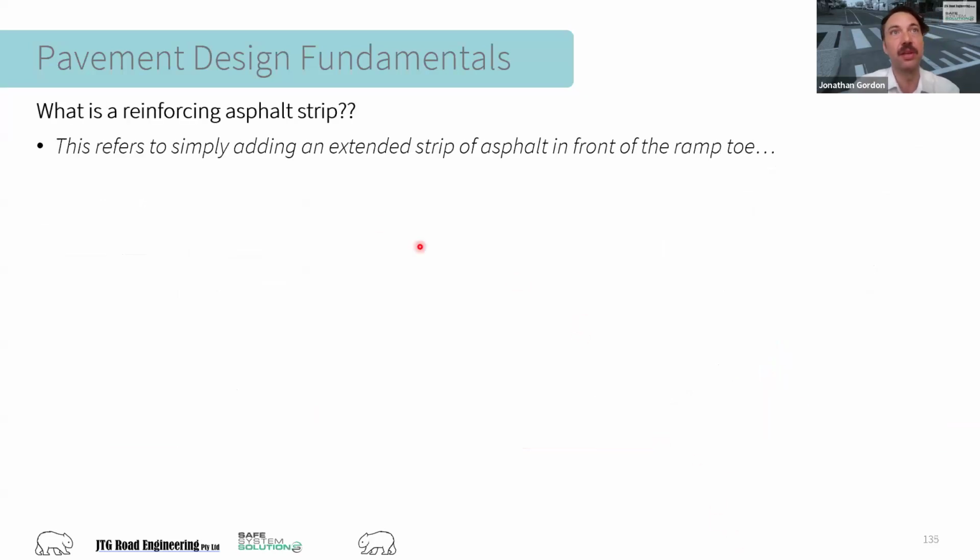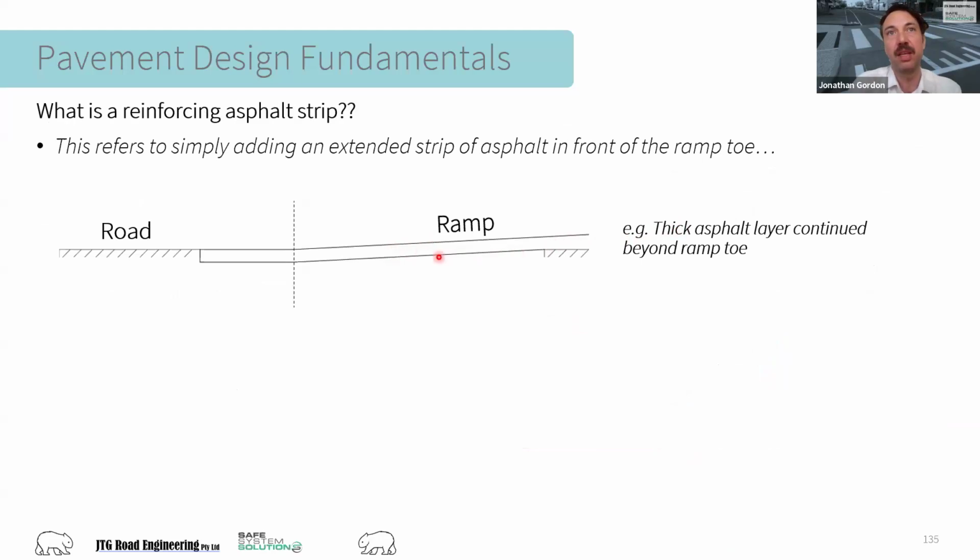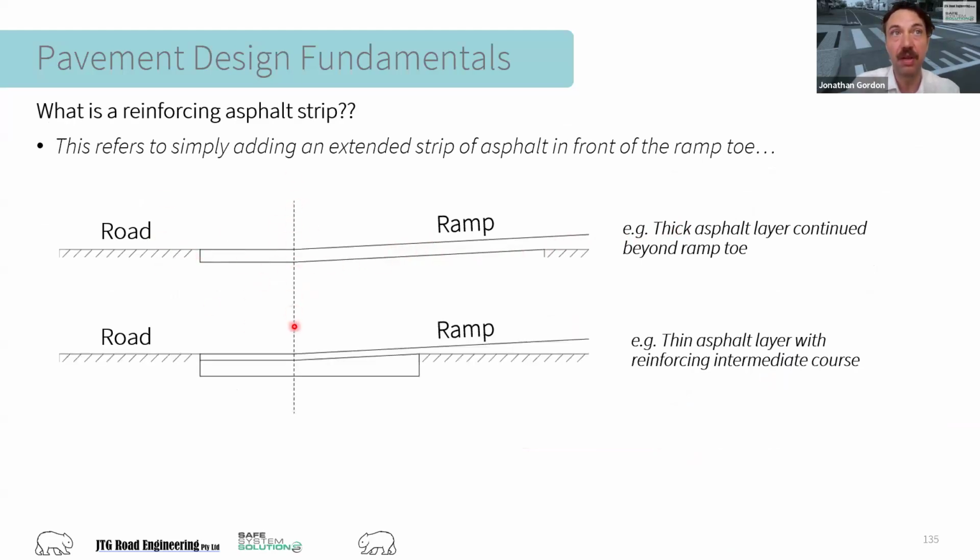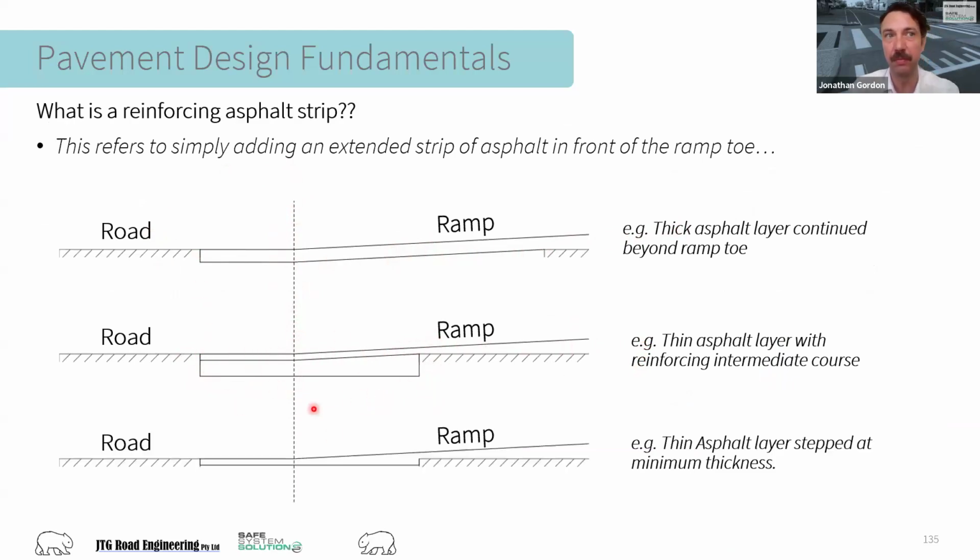So let's just have a quick look at those options here. That might be a thick asphalt pavement that just extends 500 mils beyond the ramp toe. It could be a thinner layer or intermediate course of additional asphalt or crushed rock here to reinforce that weak point. Or in the lower cost projects, just a thin layer of asphalt. Perhaps just extend your thin asphalt layer by that extra width. That will help minimize cracking at the weak point.